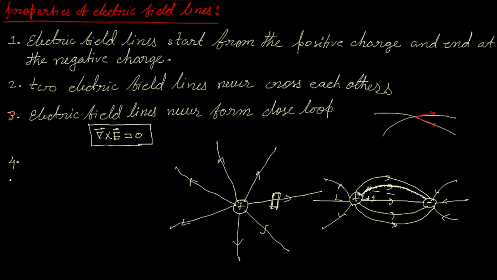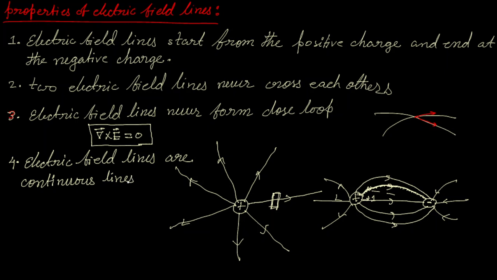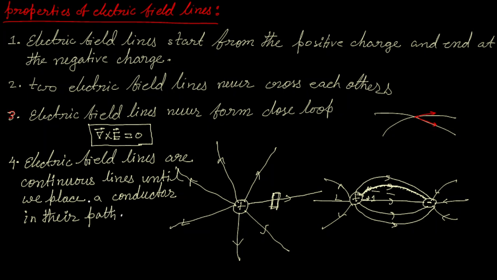So the fourth property, write it this way: electric field lines are continuous lines until we place a conductor in their path. Then it will be infinite. It will be a continuous line.